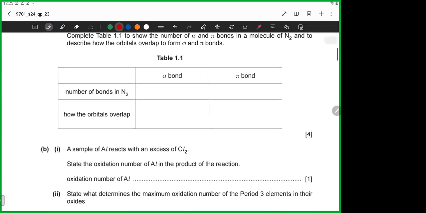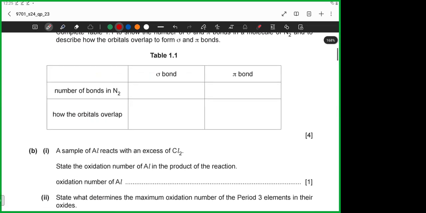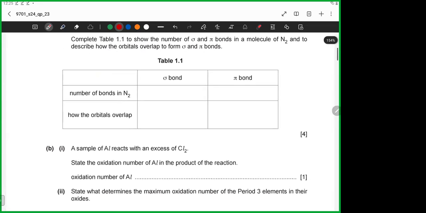Next one, what's the number of sigma and pi bonds in the N2 molecule? Sigma has 1 and pi has 2. Okay, so there are 2 pi bonds and there's 1 sigma. So in a triple bond, the first bond is always a sigma and the rest are all pi bonds. How do the orbitals overlap in a sigma bond? Sigma is direct while pi bond is sideways. Okay, so that's sideways, and direct. This is end to end.